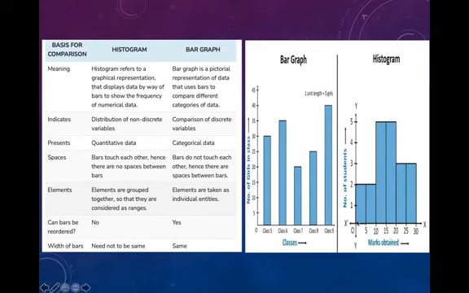So this is the actual arrangement of the bars in a histogram. But in a bar graph, you can arrange this in such a way that the highest can be on the left side, and the lowest frequency will be towards the right side. The width of the bars in a histogram need not be the same, but in a bar graph the width of the bars should be the same.